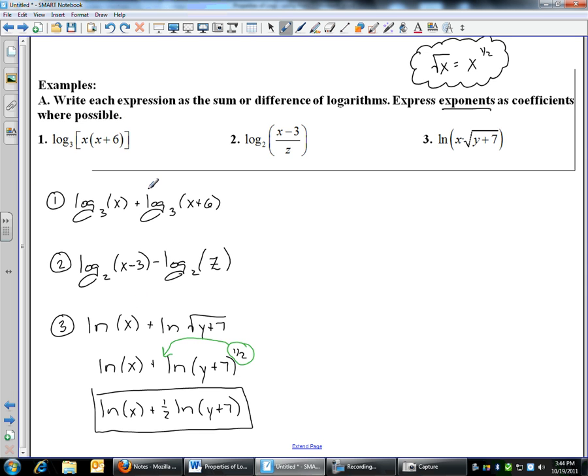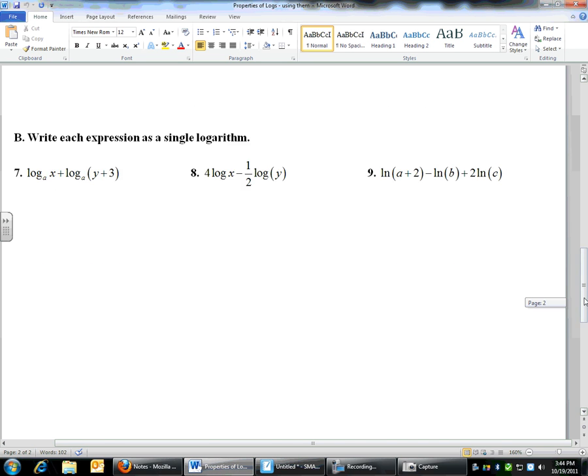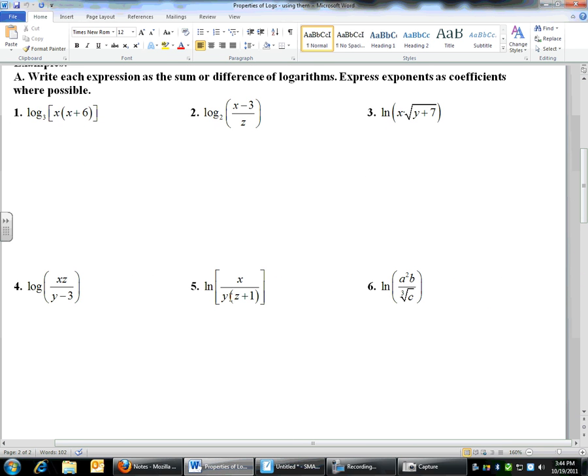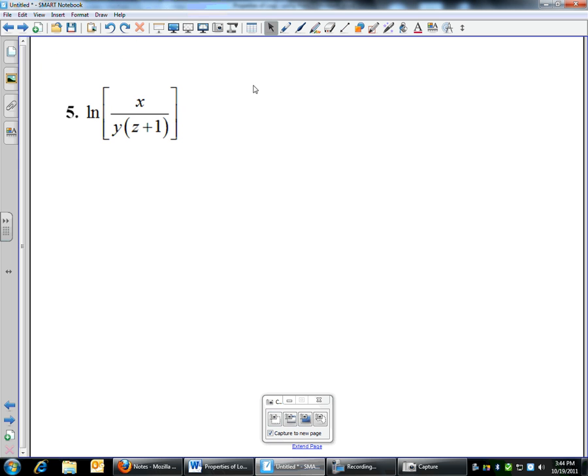Let me go back to the sheet, because I want to do number 5. I kind of wish I had some exponents in there. Oh well. Number 5, I want to split this up into a bunch of different logs. The reason I want to do this one is because you may see it's ln of x divided by something. So I'll split that into ln of x, and if it's divided, minus ln of y.